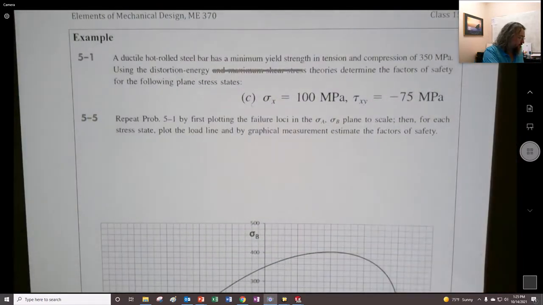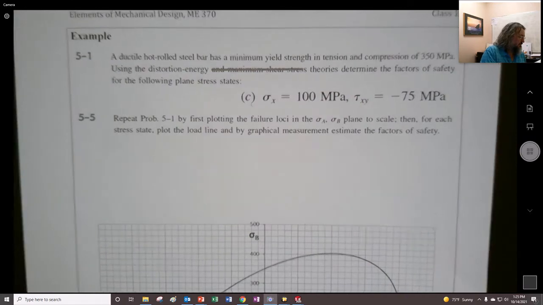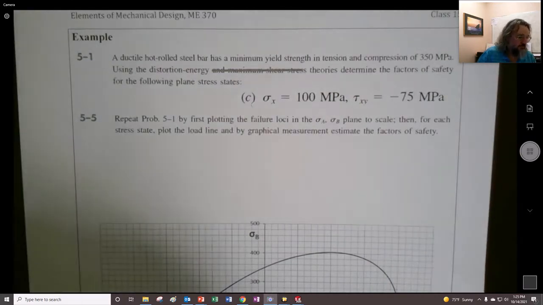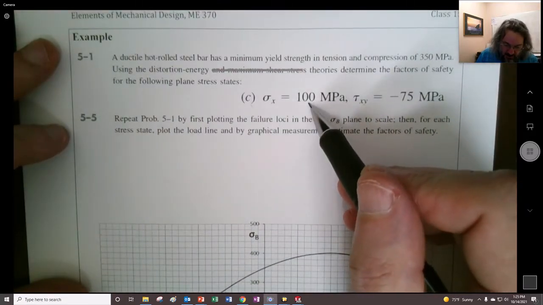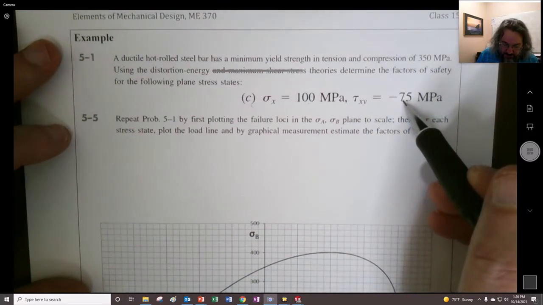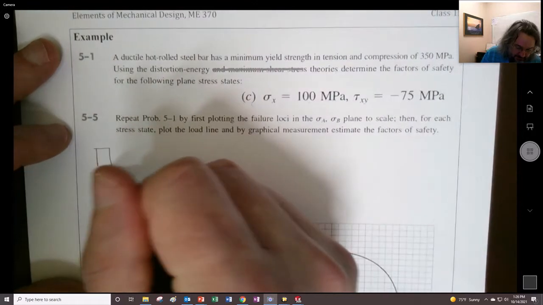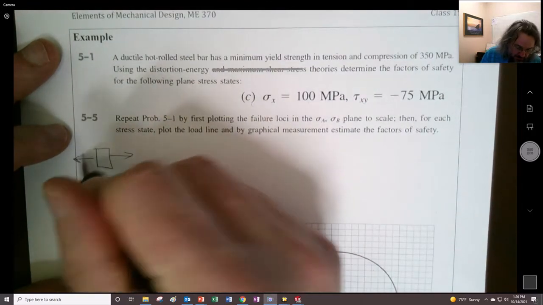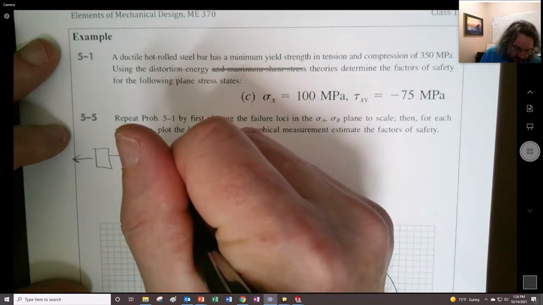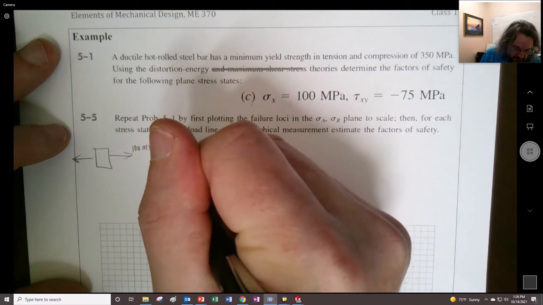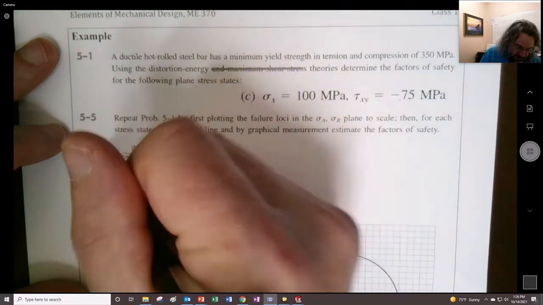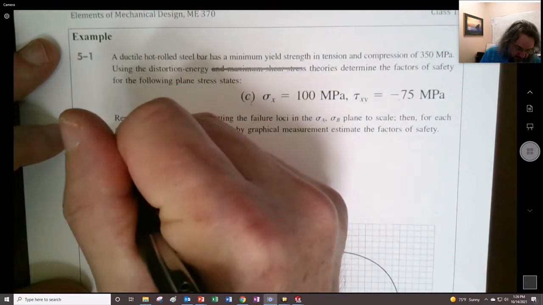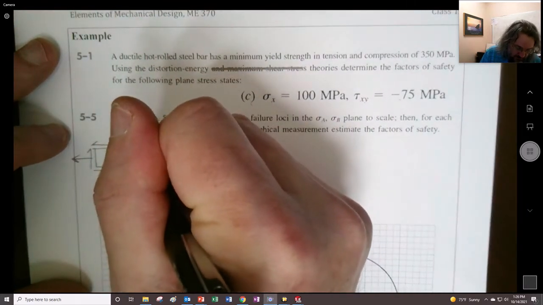So let's see. I want to steal the numbers. There you go. And we have a stress state of 100 megapascals here in tension. So that's going to be 100. And then we have a negative, which ends up being that direction for shear of 75 megapascals.